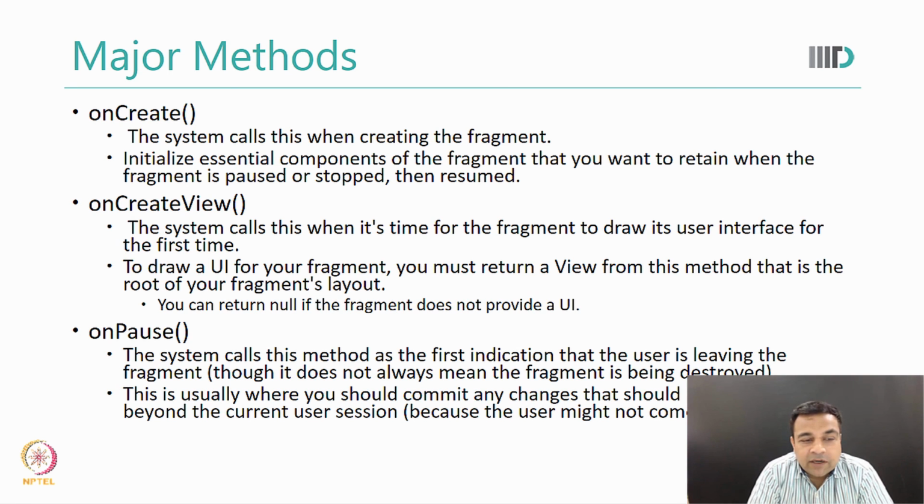The third important method is onPause. The system calls this method when the user is planning to leave. This is similar to the onPause method of the activity. Because the user may leave, you must commit any changes that should be persisted. So these are the three major methods.